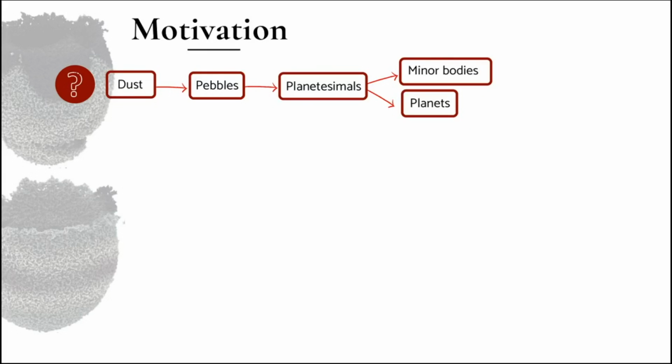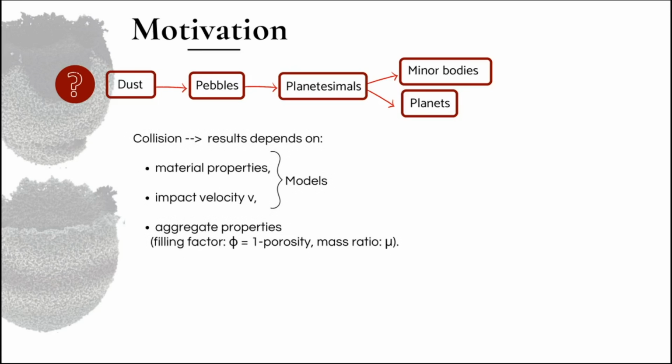Collisions between dust aggregates are important in many astrophysical scenarios. In planetary formation, it is crucial to understand how a system evolved through collisions, as it is currently unknown how dust aggregates grow to form planetesimals and, eventually, large bodies like planets. The results of a collision between dust aggregates depend on the material properties of the grains that make up the aggregates and the impact velocity.